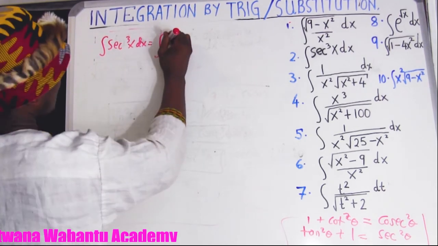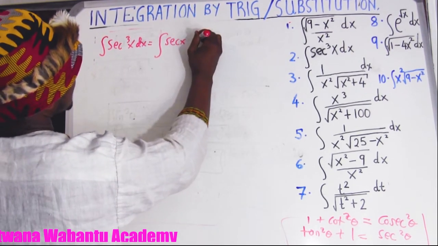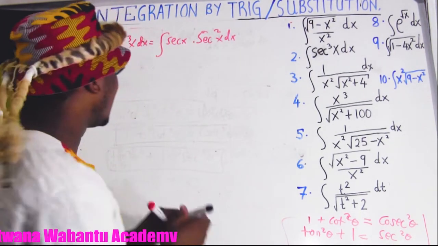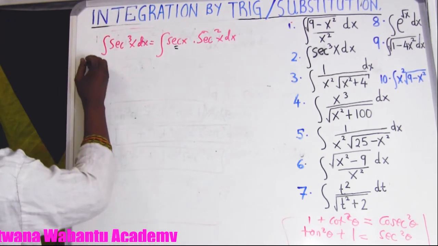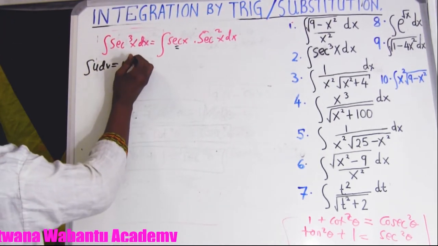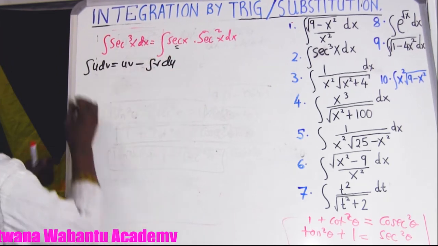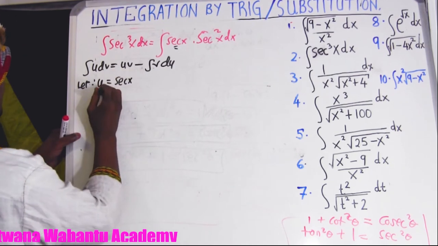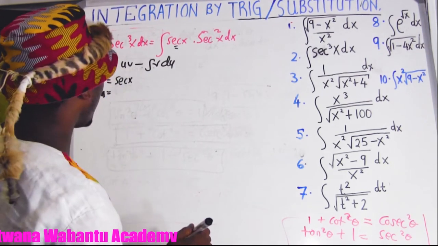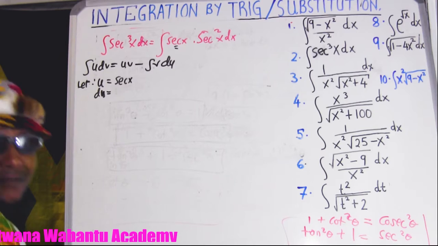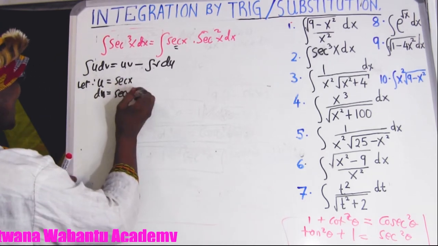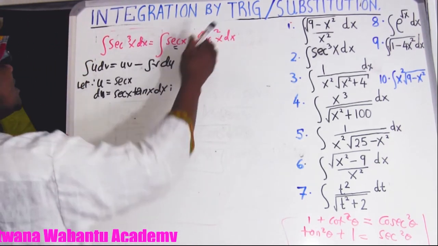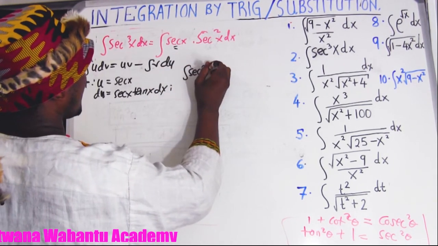I'll separate it. This is equal to sec x times sec squared x dx. From the formula of integration by parts, the integral of u dv equals uv minus the integral of v du. Let u equal sec x. Differentiating, du equals sec x tan x dx.